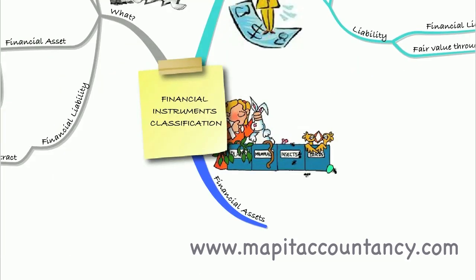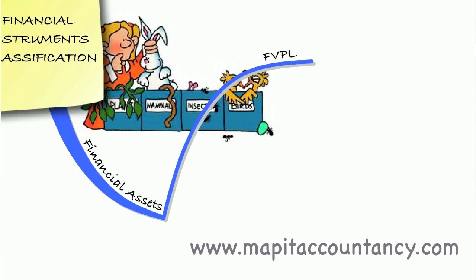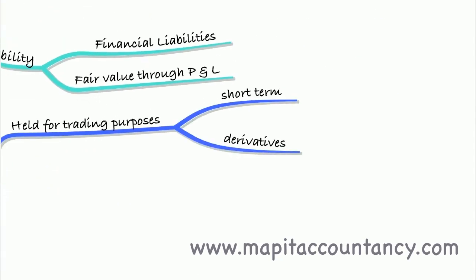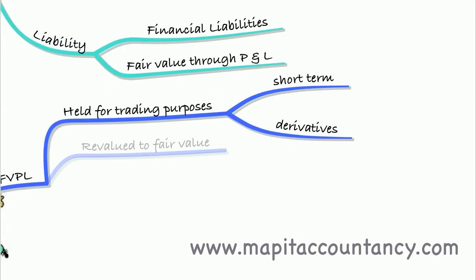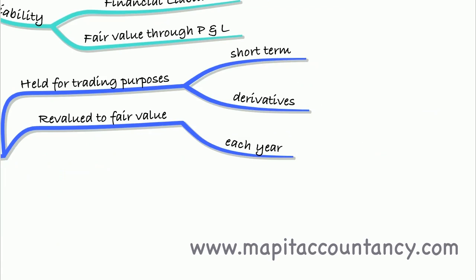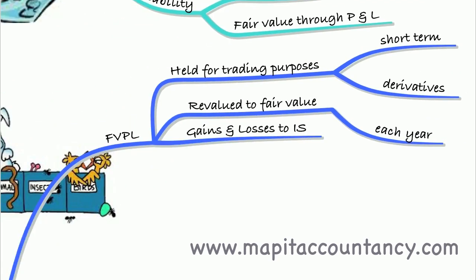So financial assets, first of all, remember the 4 classifications. First of all, fair value through profit and loss. Items that are held for trading purposes, i.e. short-term items like derivatives, will be held at fair value through profit and loss. So what you'll need to do in an exam question is look at why the entity is holding each of its items, and that will determine how you'll classify it. So if you're told it's held for trading purposes, well then that will be at fair value through profit and loss. That means it's revalued to fair value at each year end, and the gain or loss is taken to the income statement. So that's the treatment for fair value through profit and loss.